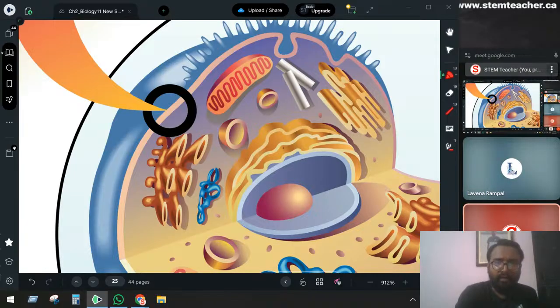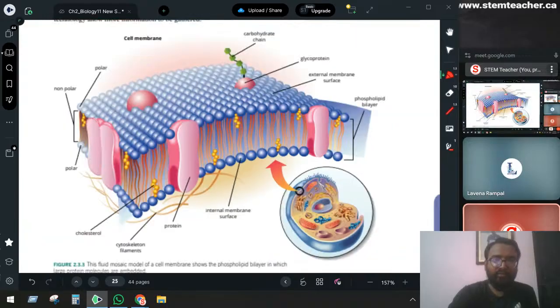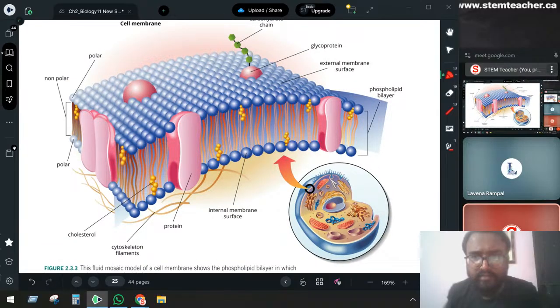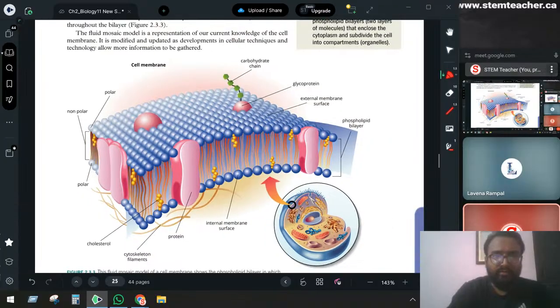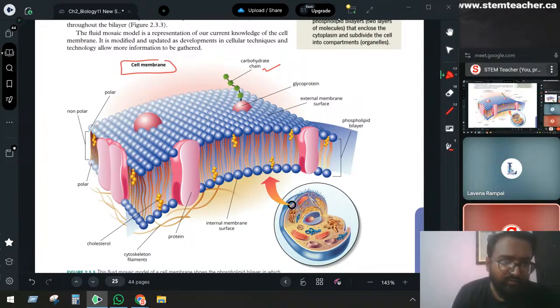Here is how this cell membrane protects the cell with these kinds of functionalities. What is this? It is a carbohydrate chain. It's a proper cell membrane. It has polar and non-polar parts. These are called polar heads, this part is non-polar, and the downside is also polar. Cholesterol, can you see the cholesterol? And cytoskeleton filaments, these are the threads.